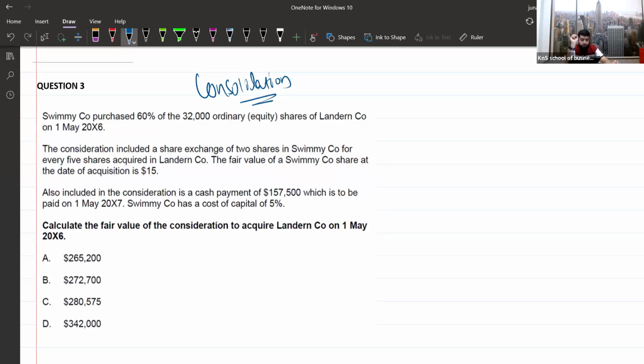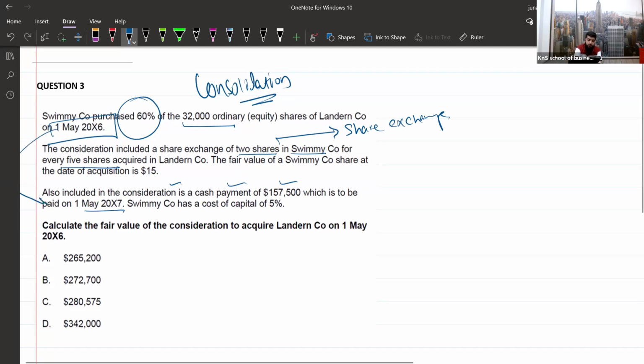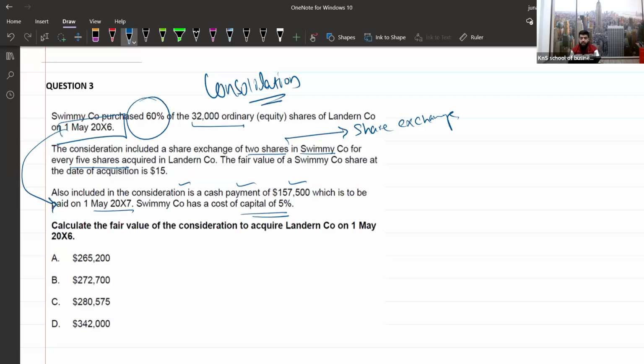Swimming company purchased 60% of the 32,000 ordinary shares of London company on 1st May 2006. So the date of acquisition is 1st May 2006, 60% is acquired, and the total number of shares of the subsidiary company is 32,000. The consideration included a share exchange of 2 shares in swimming company for every 5 shares acquired, which shows that there is a share exchange transaction. The fair value of the swimming company shares at the date of acquisition is $15. That is the fair value of the shares of swimming, the parent company. Also included in the consideration is a cash payment of 157,500, to be paid on 1st May 2007, which means after a year, and the cost of interest rate is 5%.